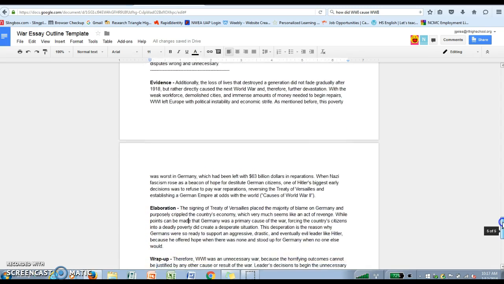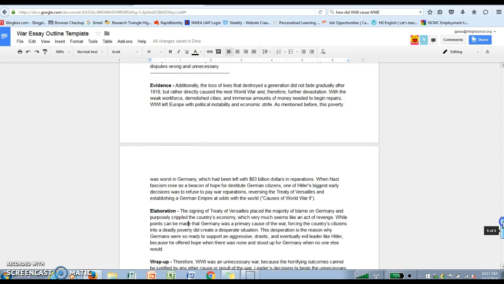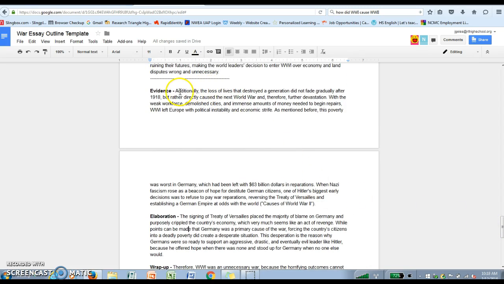So I'm not going to go over each section in complete detail because we should know at this point how it works. But if you do start a second paragraph, you need to make sure that this new paragraph has a very clear transition so that your readers understand what the purpose of this paragraph is, because it's somewhat unexpected. So the beginning of this paragraph would read, "Additionally," so this shows that this paragraph is adding on to the previous paragraph. The loss of lives that destroyed a generation did not fade gradually after 1918, but rather directly caused the next World War and therefore further devastation.